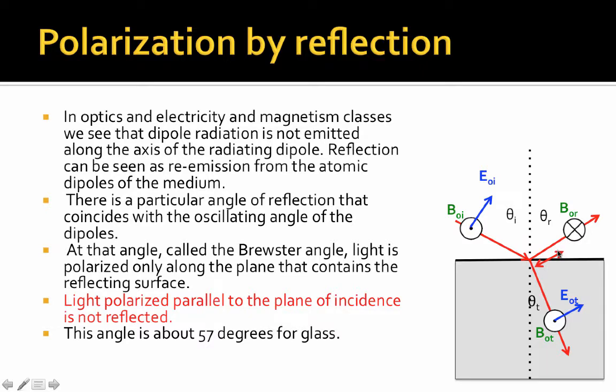Therefore, there is no light polarized like this that's reflected. So if you had a beam that is completely polarized, in this case parallel to the plane of incidence, it would not reflect at this angle. And we call this particular angle Brewster's angle. It's defined as the angle where the transmitted light is perpendicular to the reflected light. So this angle between the reflected and transmitted beam is 90 degrees.